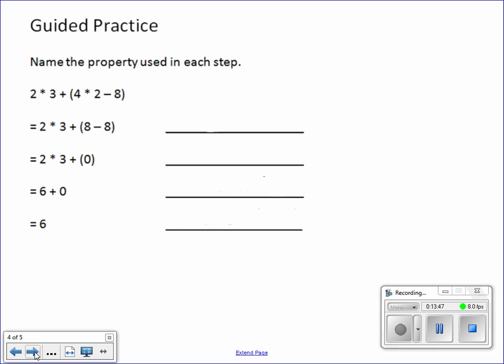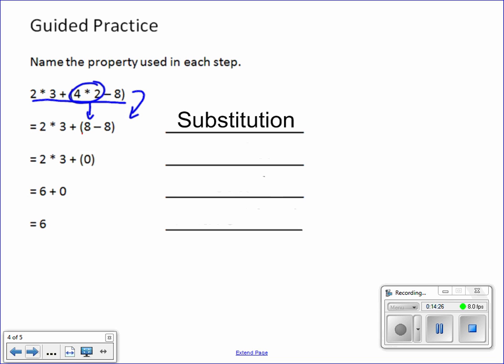Now to practice. We're going to name the properties used in each step. When we simplify our expression, we're able to do this because of the properties that we have mapped, because these certain rules exist. So we have our expression here. We move from this expression down to here. What property did we do? Well, look at what changed. It went from 4 times 2 to an 8. That was a substitution. We substituted in 4 times 2 is equal to 8. It's the same thing. We substitute that in there.